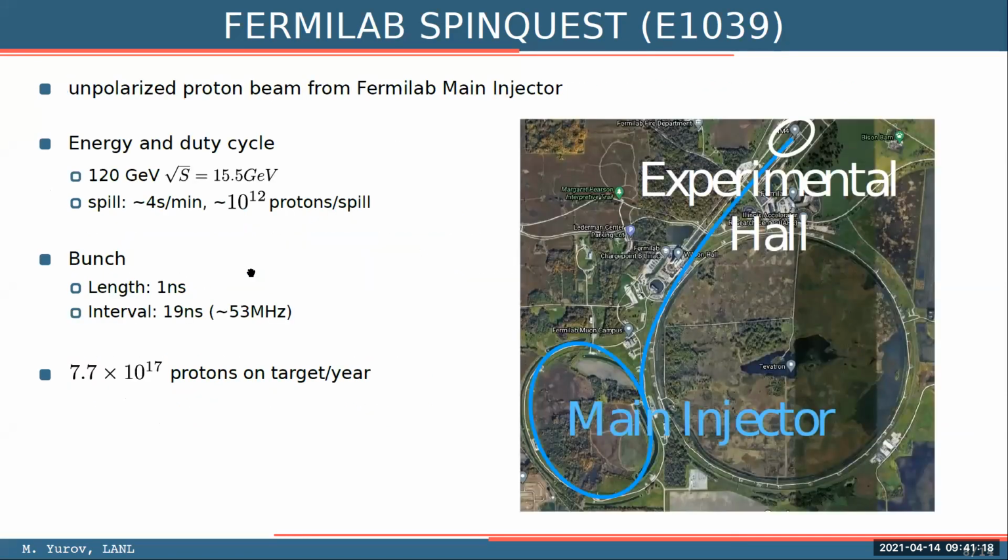Yes, and I will switch to the description of the experimental setup a little bit. So we're going to use a 120 GeV unpolarized proton beam from the Fermilab Main Injector directed into one of the fixed target beam lines. The beam has these characteristics: basically a 4-second spill in 1 minute with 53 megahertz substructure, and we expect that number of protons on the target in 1 year. The actual beam intensity will be determined by a quench threshold of the superconducting magnet in the polarized target system, which I will show in a second.